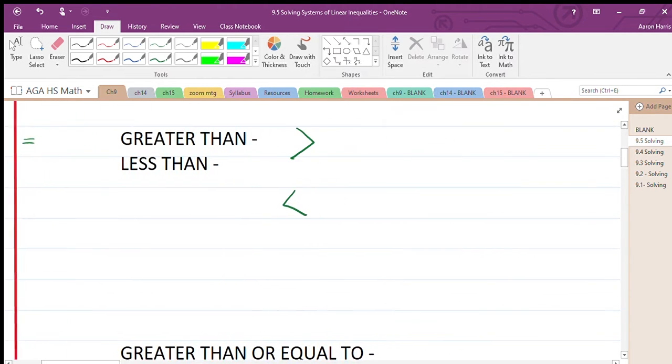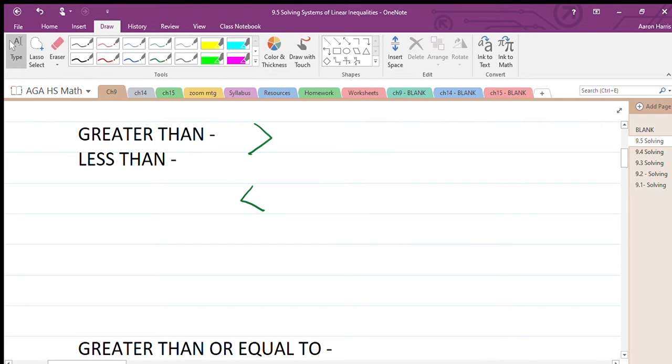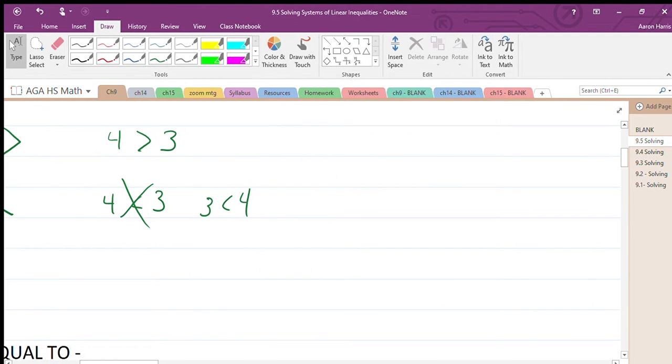Now, let's talk about some other symbols that would help us out with this. Let's say 4 is greater than what? 3. That's real simple. That's true. But 4 is not less than 3. That's not true. Does that make sense? It would be 3 is less than 4. Good. Now, when graphing, we need to know something.